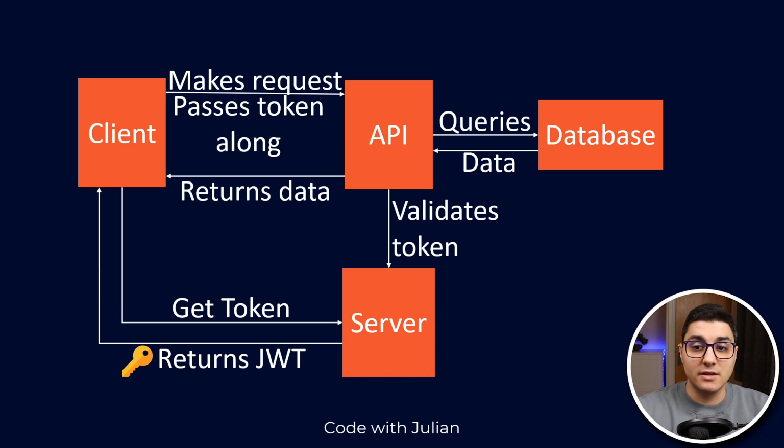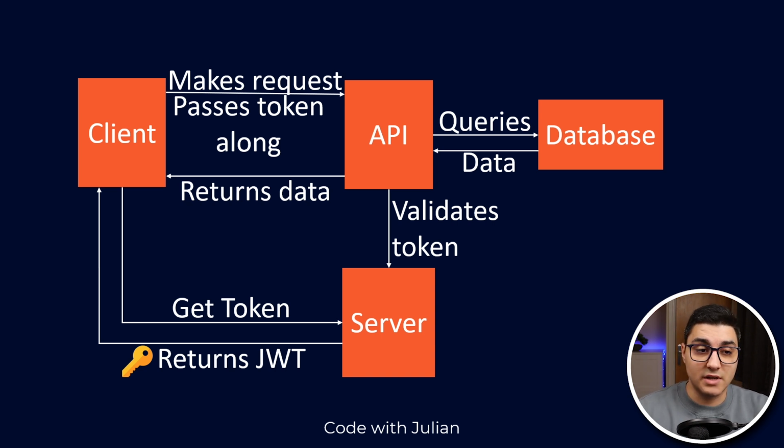And then the client goes to the API and says, hey, can you give me all the coffee shops that you've got in the database? But here is how you know that I'm legitimate. Here's the token that I've just generated with the server. And then the API says, okay, sorry, but I don't really trust you.